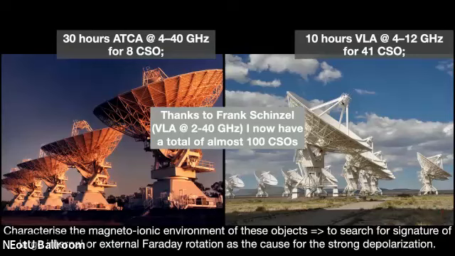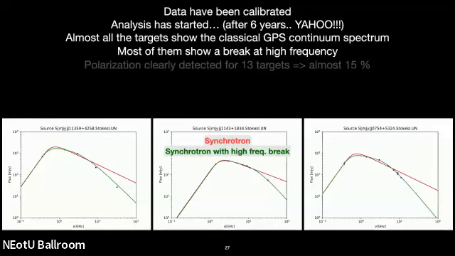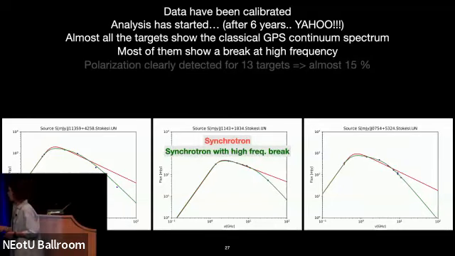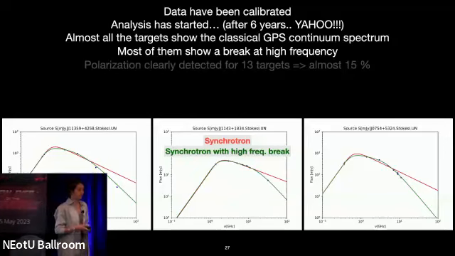But here I just want to briefly show you the preliminary analysis, very preliminary analysis I've got. So the data have been calibrated, and analysis started after 6 years. So yeah, thank you for your patience, to the collaborators, I mean. Almost all the targets show the classical GPS spectrum. Most of them show a break at high frequency. So here in red is the classical synchrotron spectrum, and green is a synchrotron spectrum with a break at high frequency.